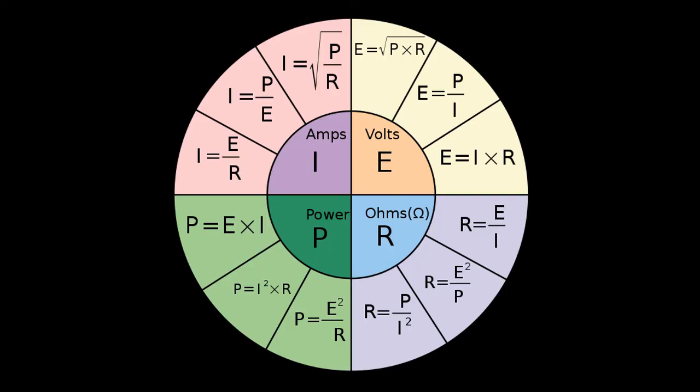Similar to the Ohm's law triangle, the power wheel shows all the possible equations for each of the variables between power, current, voltage, and resistance. Electricians and engineers often use the power wheel, or something like it, as a reference when designing or testing electrical circuits and equipment.